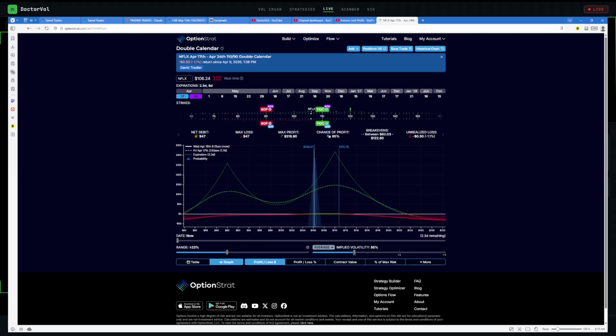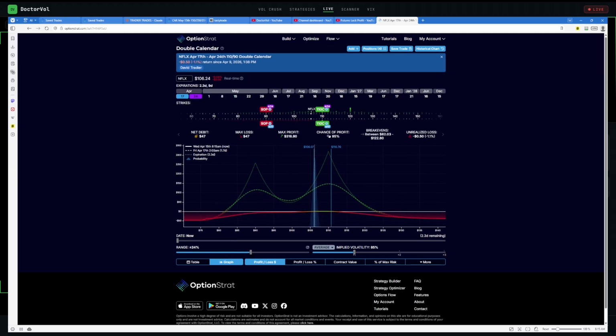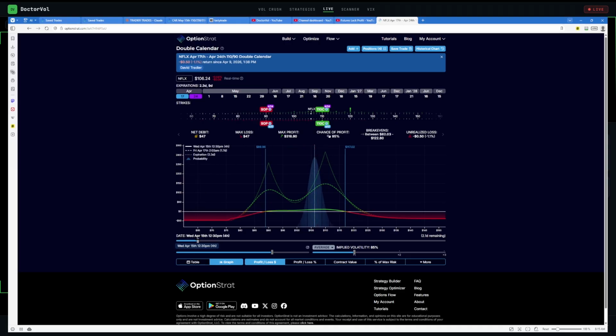Netflix has an earnings coming up, and this is the double calendar setup that I have for Netflix. Let's zoom out a little bit so you can see how that looks. And as you can see, the double calendar has 2 points of maximum profit, one at the strike price of 90 and another at the strike price of 110. All right, so let's go ahead and progress forward in time.